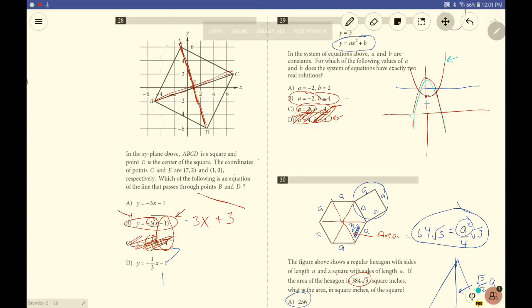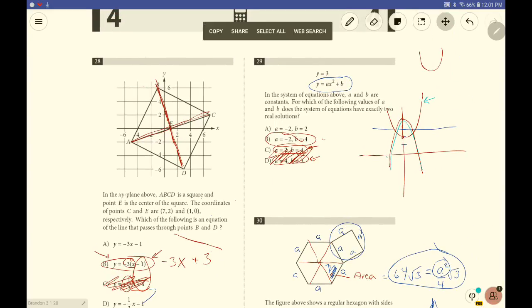All right, and then 29 took a little reasoning of how a parabola could cross the line y = 3 twice. It either means it's facing up and has a vertex below 3, or facing down and has a vertex above 3. And so we looked at these coefficients and found that it was B.